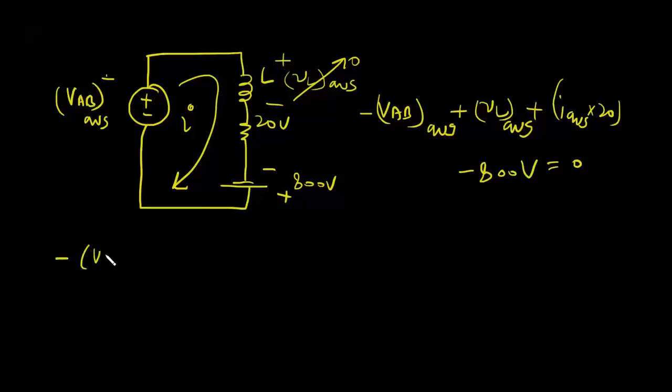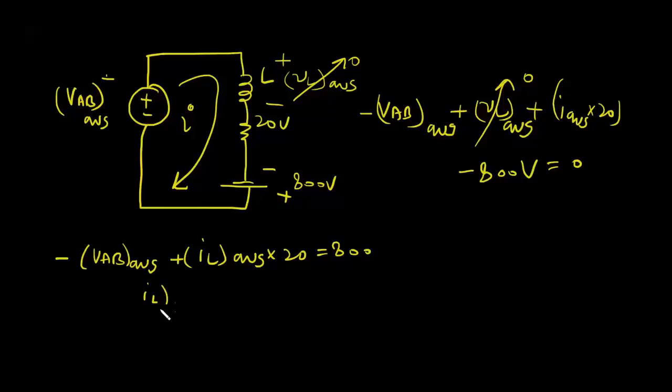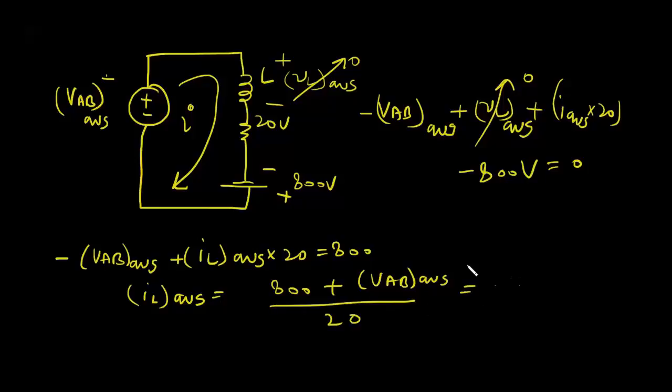So VL average is 0, or you can write IL average is equal to 800 plus VAB average divided by 20. We found that VAB average is minus 200 volt. So IL average is 30 amp.